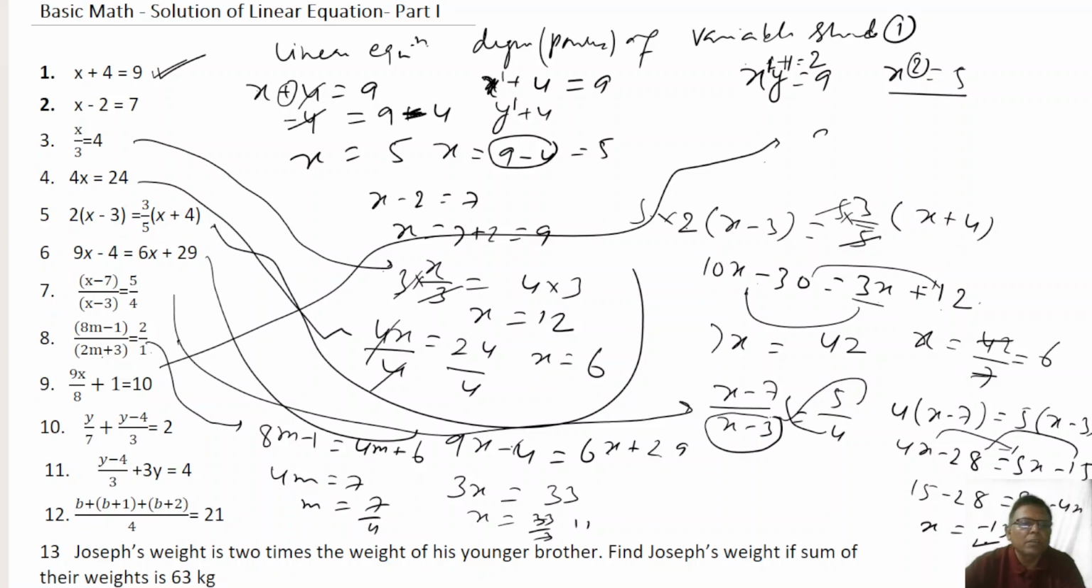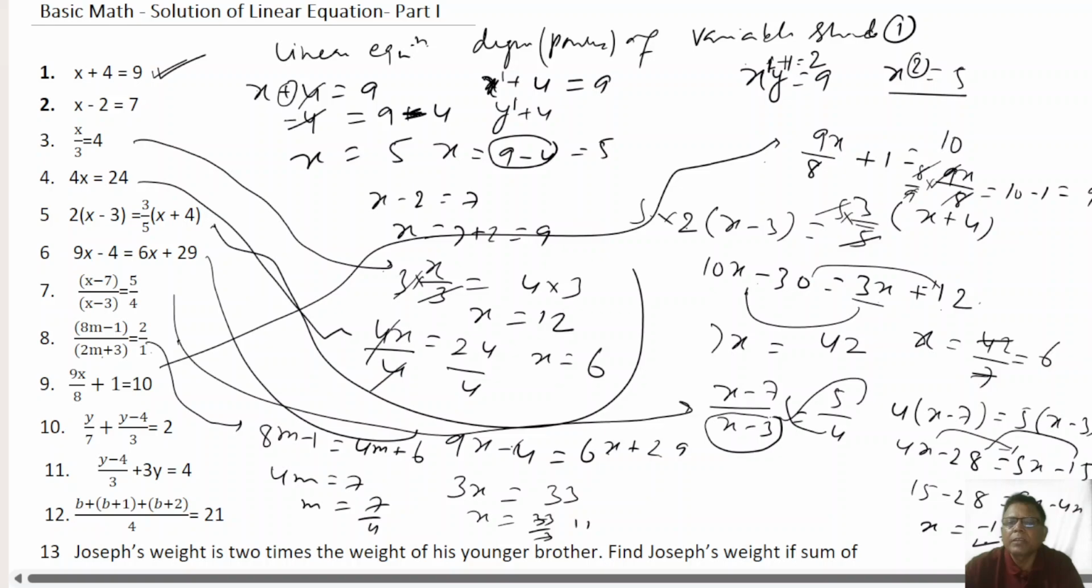Ninth question: 9x divided by 8 plus 1 is equal to 10. Then 9x divided by 8 is equal to 10 minus 1, which is 9. Now you multiply both sides by 8 by 9. Then the 8 gets cancelled, and here also you multiply by 8 by 9, so this 9 gets cancelled. That means x is equal to 8.